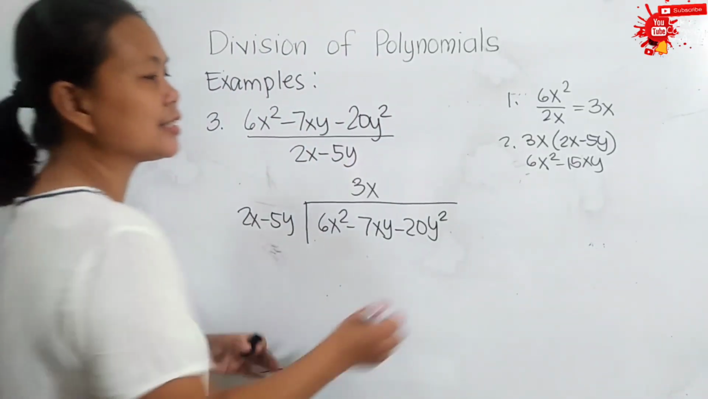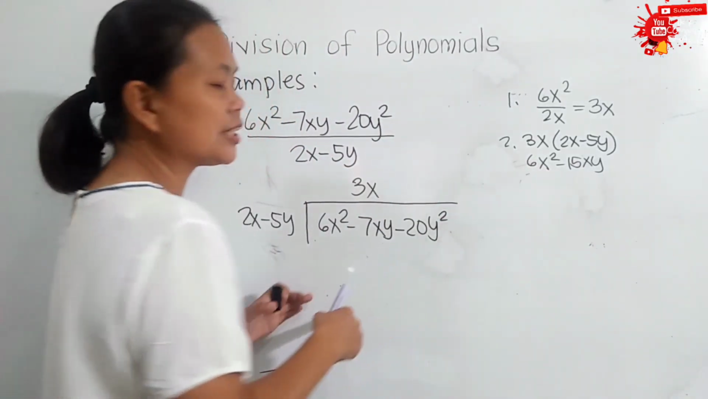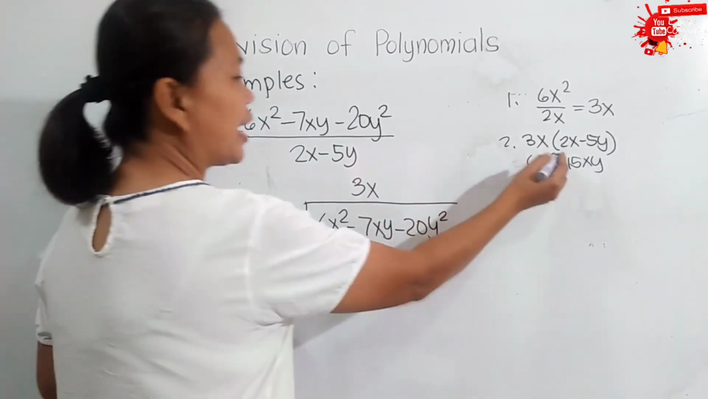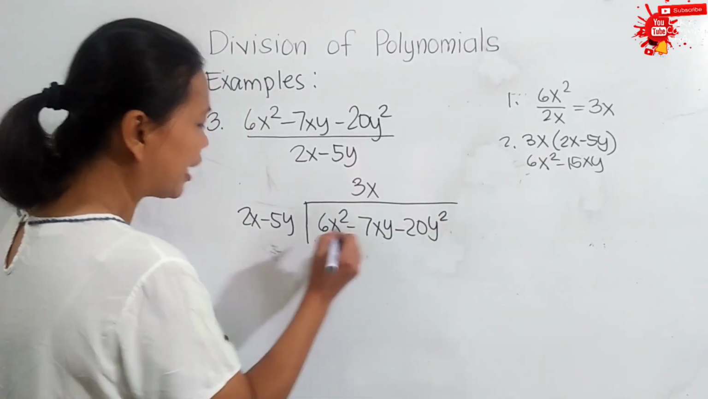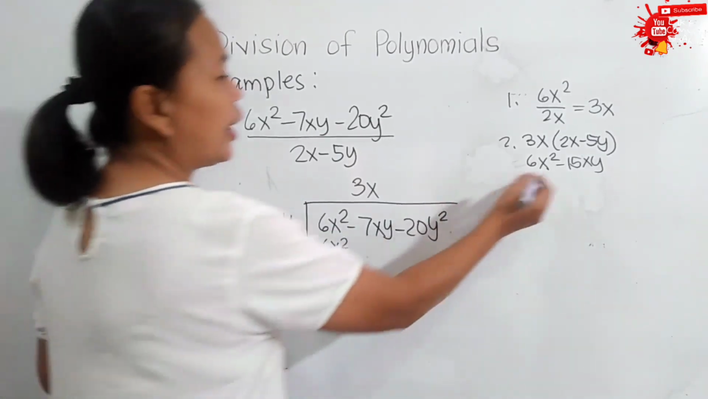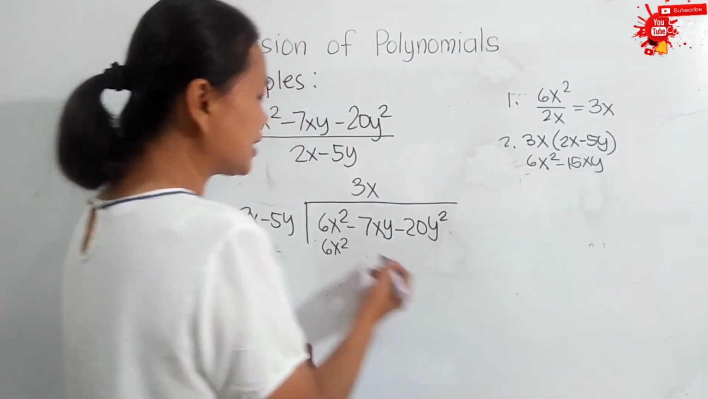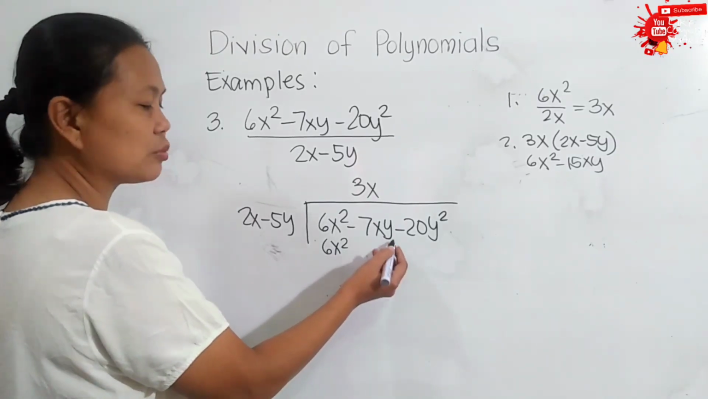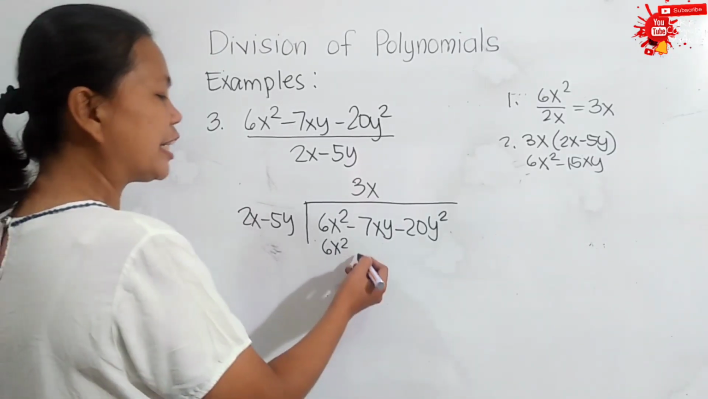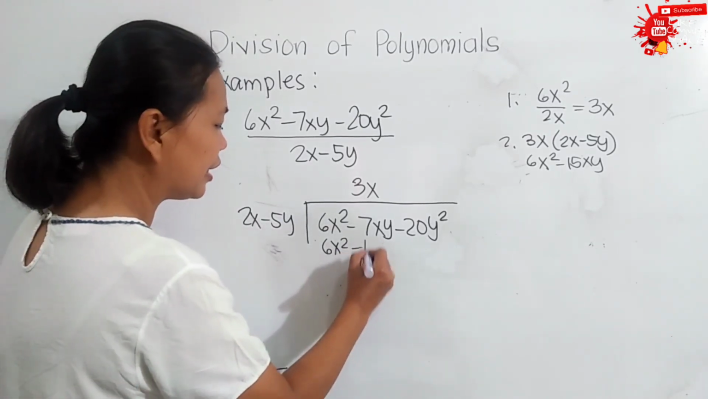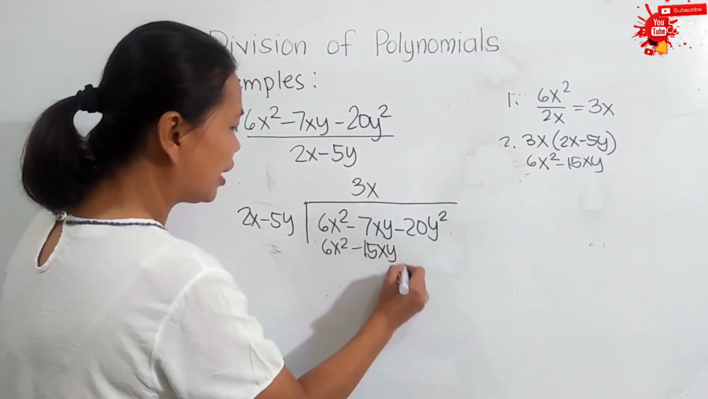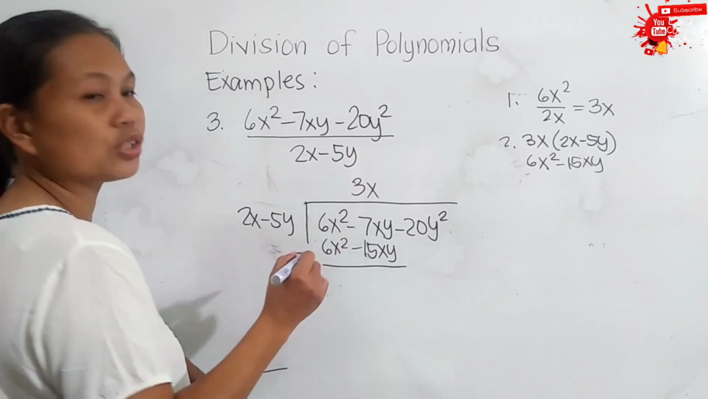So we align this product vertically to its similar terms. So 6x squared is similar with 6x squared. So we write it below 6x squared. And negative 15xy is similar with negative 7xy. So we write it vertically below negative 7xy. So negative 15xy. Then we proceed to subtraction.